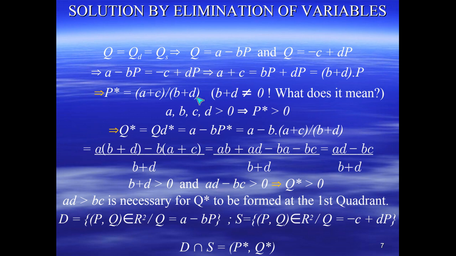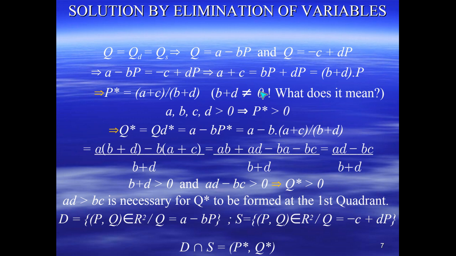And it is expressed in terms of only the exogenous coefficients. You see, here we don't have any more endogenous variable. We have A plus C over B plus D, all exogenous coefficients. So this is the solution and the equilibrium price of the model. And B plus D, which is a denominator, should be different from 0. Why? In order for this expression to be determined, to be defined. Otherwise, it's undefined, it's indeterminate if B plus D is 0.